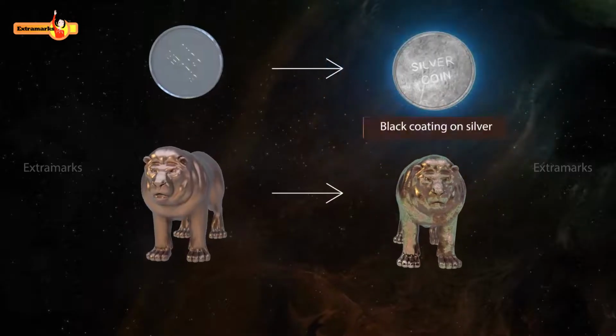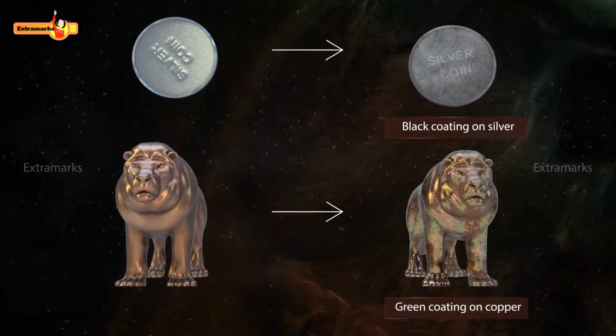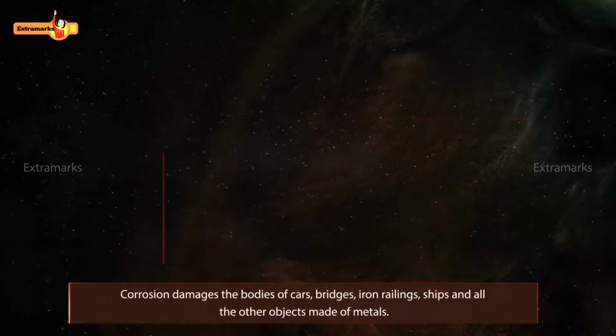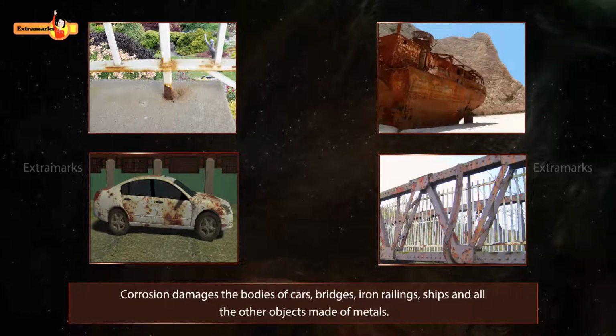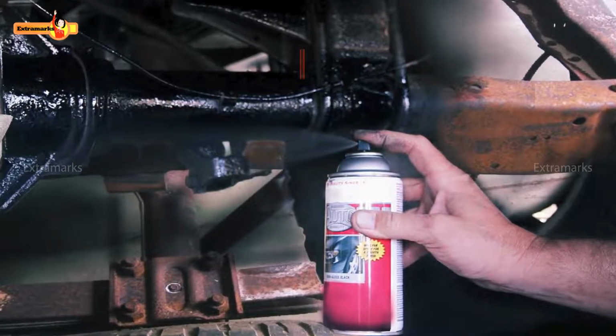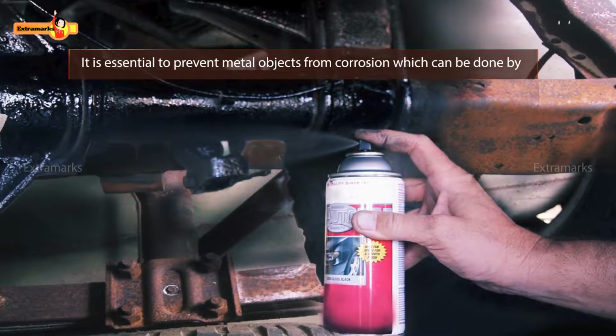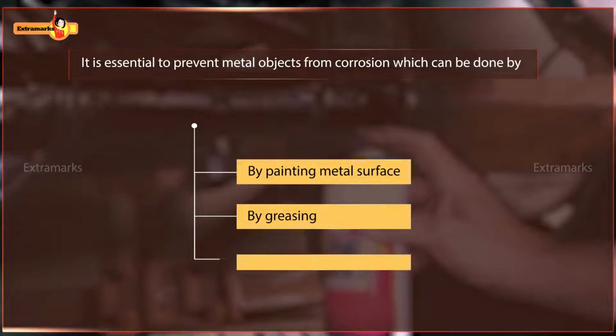The black coating on silver and the green coating on copper are the other examples of corrosion. Corrosion damages the bodies of cars, bridges, iron railings, ships, and all the other objects made of metals. Since corrosion is a destructive process, therefore it is essential to prevent metal objects from corrosion. It can be done by painting metal surface, by greasing or by galvanization.